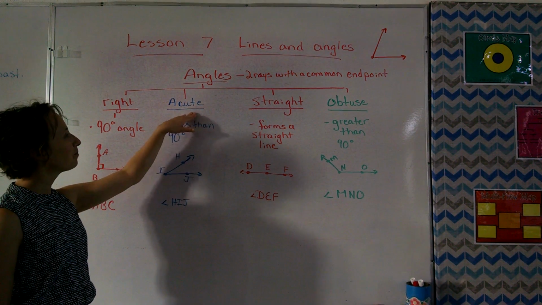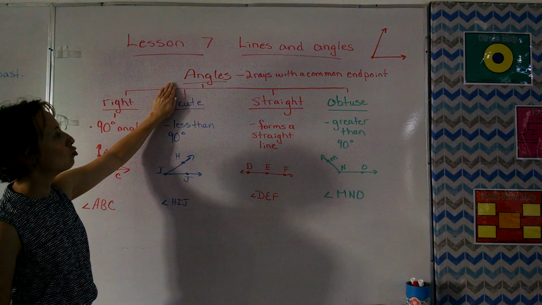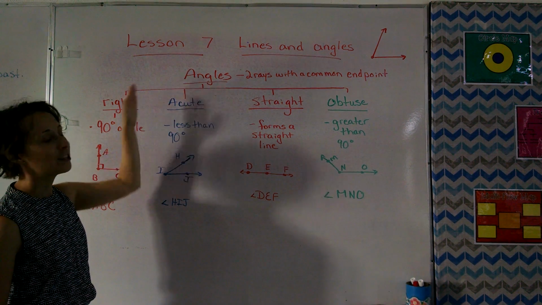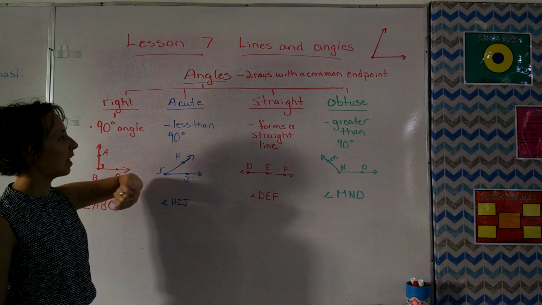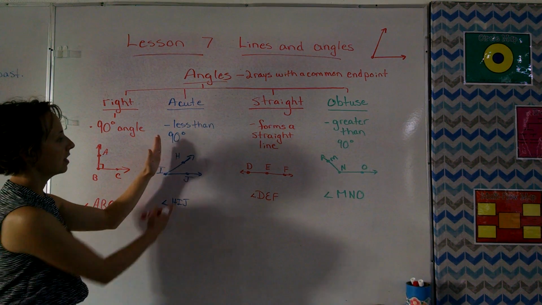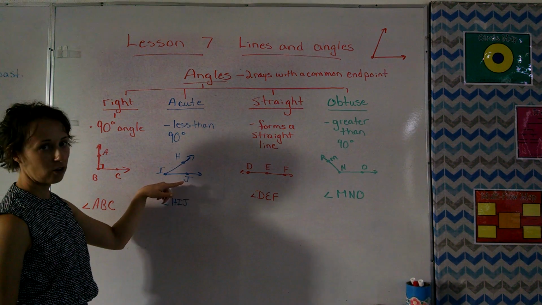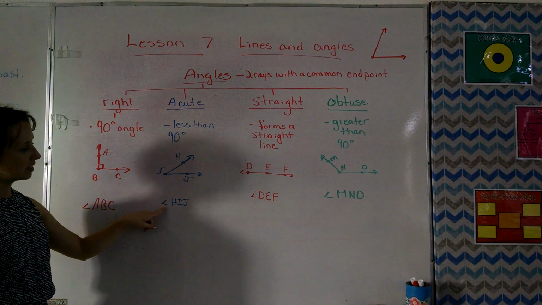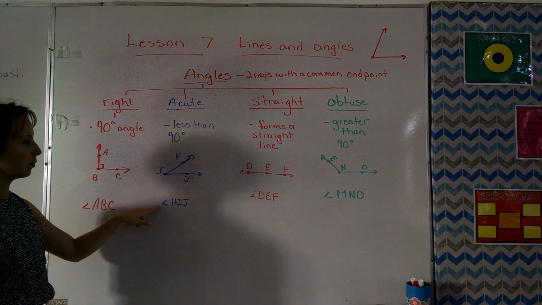Acute angles. I like to remember these as a cute little angle. Because, you know, little things, little people tend to be very cute. So a cute little angle is going to be less than 90 degrees. It's going to look smaller. Here's an acute angle. When I name it, I'm going to use the same angle symbol. There's not a different symbol depending on the angle. They all have the same symbol.